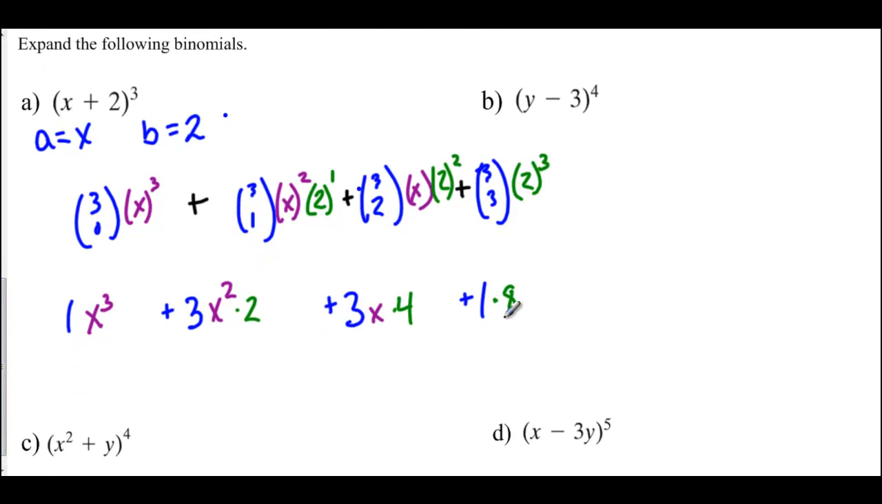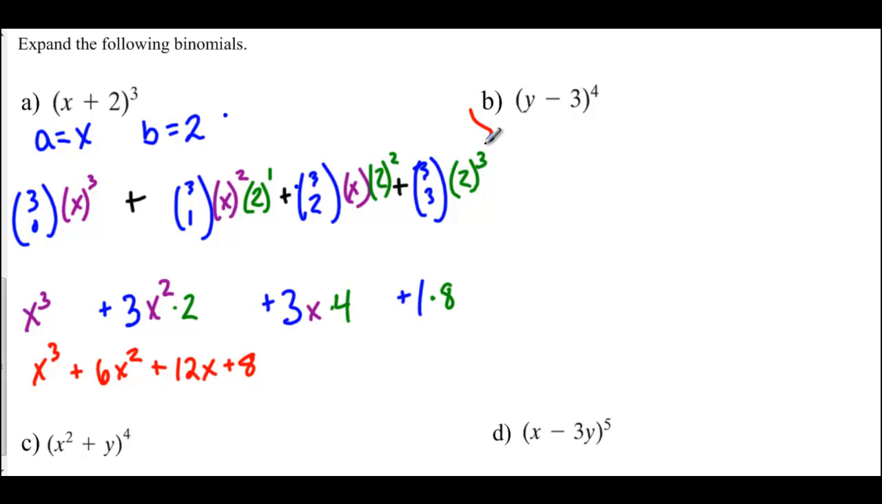And then we need to make this thing look pretty. So we're not going to have 1x cubed. We would just write that as x cubed. And then plus the 3x squared times 2 is going to give us a 6x squared. And then plus the 3x times 4. The 3 and 4 is going to give us a 12x. And the 1 times 8 is going to give us 8.